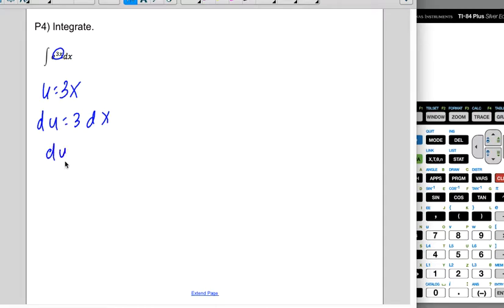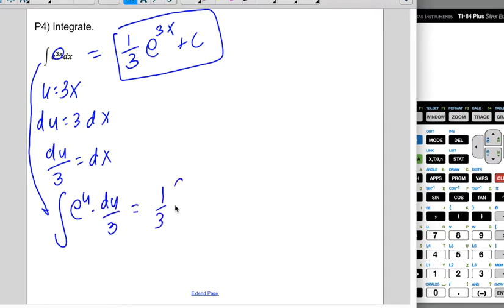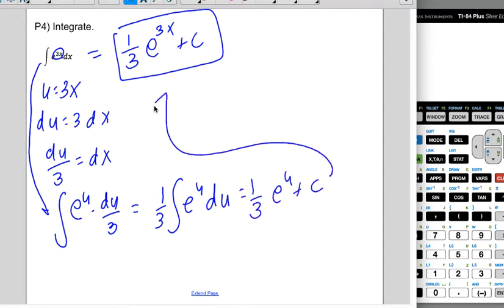Now, if you could just do this one in your head, that's a good sign. It doesn't mean you're cheating. If you can just look at this and say, wait a sec, that's a 1/3 e to the 3x plus c, that's great. That's really the level I want you at. But if you can't do that, you could always do it this way and say that's an e to the u times a du over 3, which is a 1/3 the integral of e to the u du, which is a 1/3 e to the u plus c, and then you could jump to the answer.